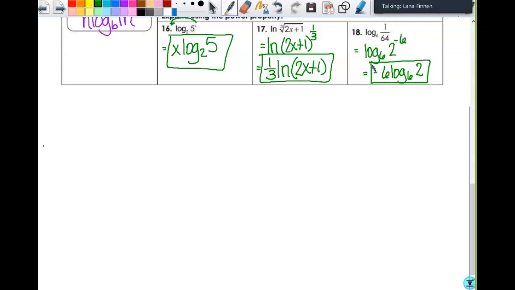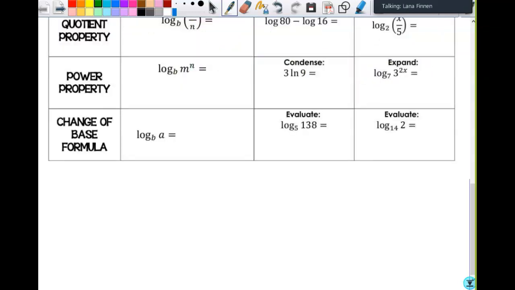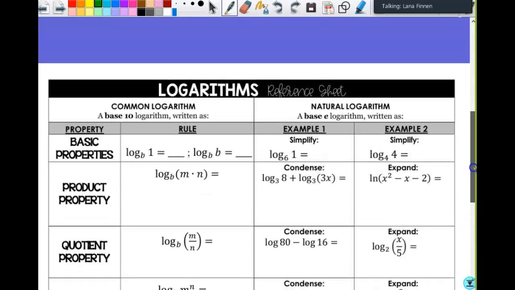Okay, any questions at all from me, anybody? Make sure I got everybody that came in. Okay, so we still have the reference sheet to look at. So if you will pull that up. And we're going to kind of put all this together.